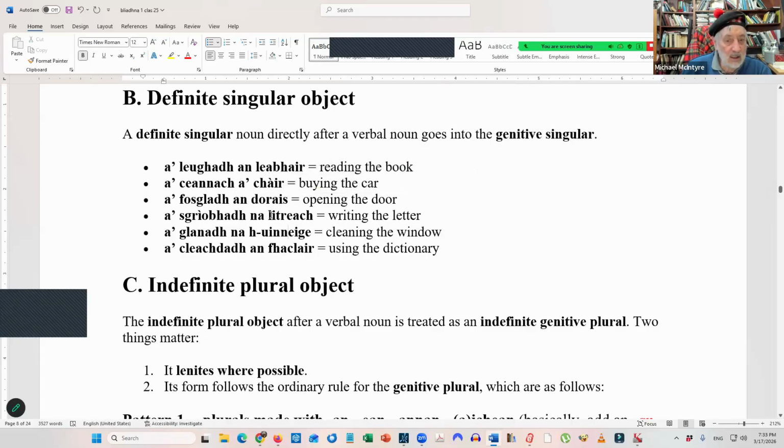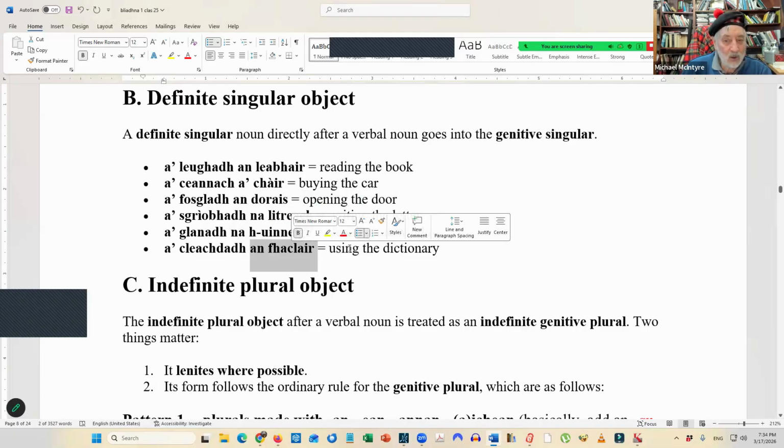A scrivich na litrich: writing the letter. As we learned when we studied the genitive, the feminine genitive takes na as the definite article: na litrich. A glaunich na hunica: cleaning the window. Again, we have na. A klechich an achler: as I hope we do a lot, using the dictionary, at using of the dictionary, an achler.